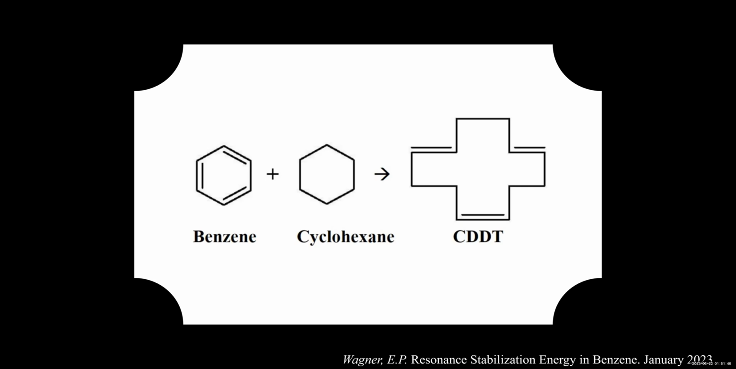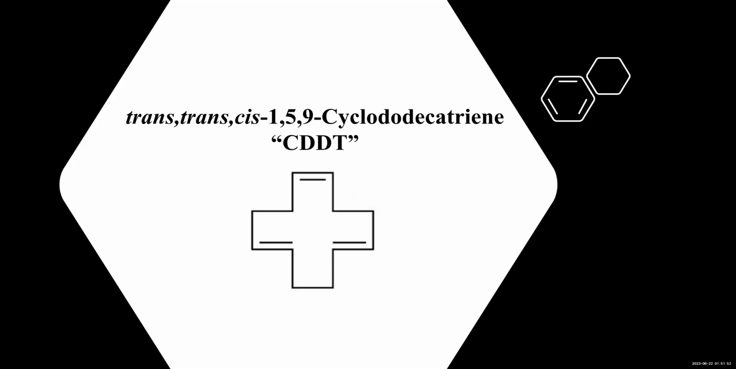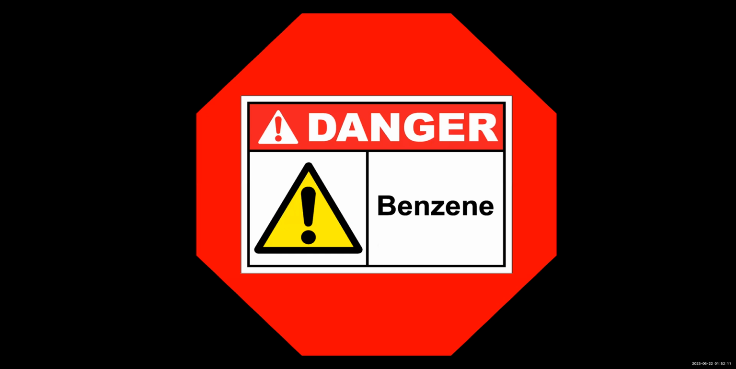But before I get into the details of the experimental setup, let's look at the materials that we will be investigating. So CDDT, or trans-cis-159 cyclododecatriene, is a compound used in polymer production as well as an intermediate for the production of things like flavors and fragrances.